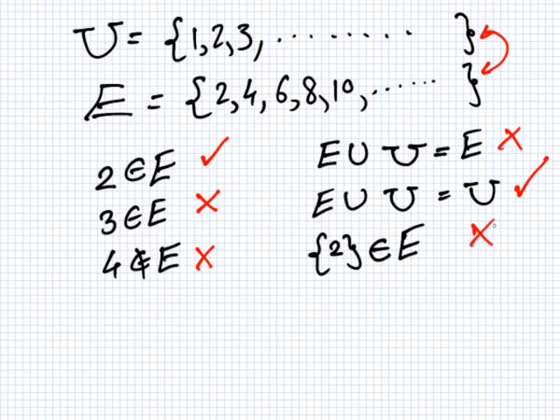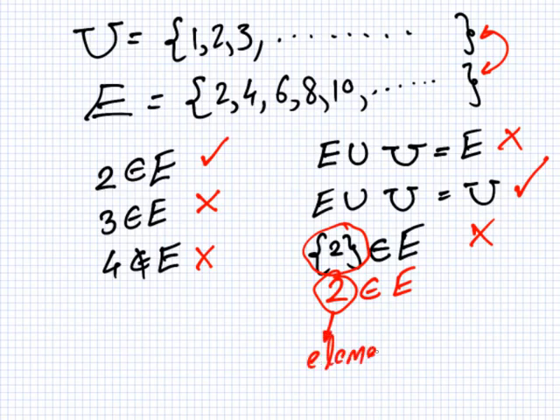False. So be careful, there's a difference between this and this. So this is not the same thing as this. This is one element, so this is an element, but this here is a set.